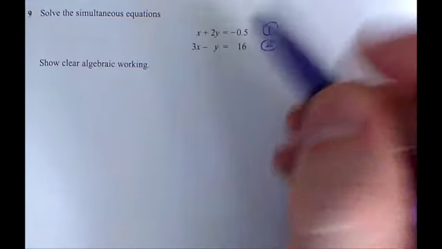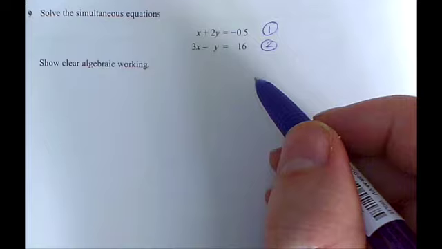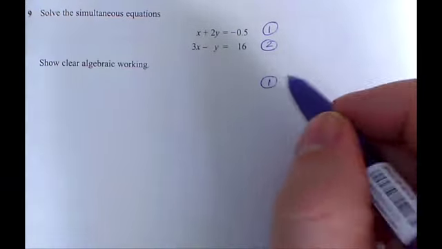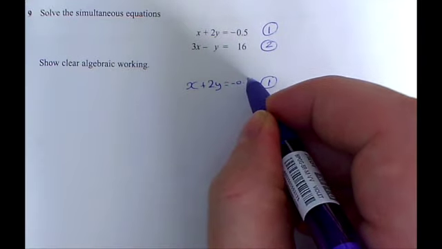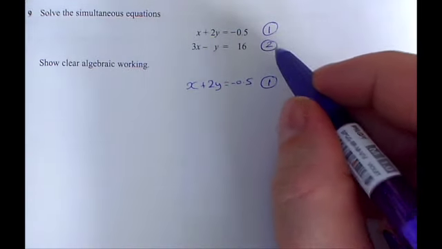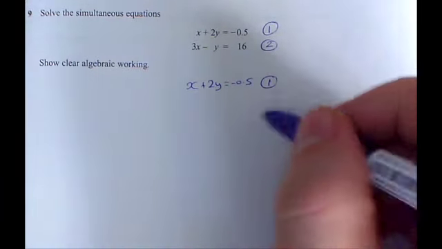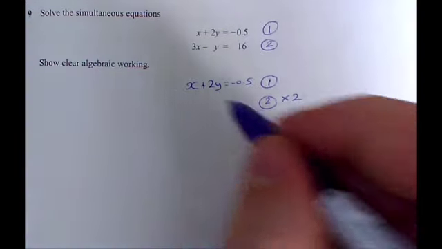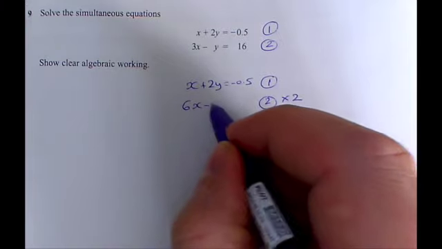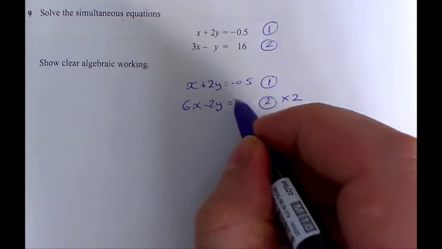Right, so you can see I've labelled equation 1 and equation 2. The reason I've done that is so that I can tell the examiner exactly what I'm doing. So I'm going to tell the examiner I'm going to double the second line. So I'm going to write down equation 2 is going to be multiplied by 2, because that's going to give me a 6x and minus 2y equals 32.